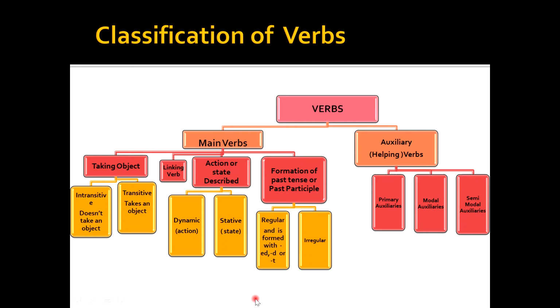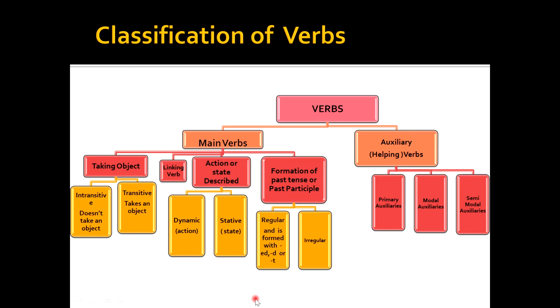Now the third category is action or state described. Whether the verb is describing an action or a state of being. So verbs like fight, run, go, write, explore, everything is talking about an action. So they are called dynamic verbs. If the verb is not talking about an action, or rather it is talking about a non-action situation, where we have see, feel, need, seem, love, remain, remember, impress, etc., then they are stative verbs.